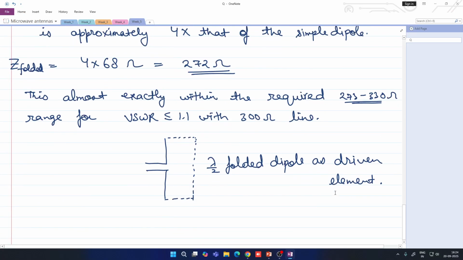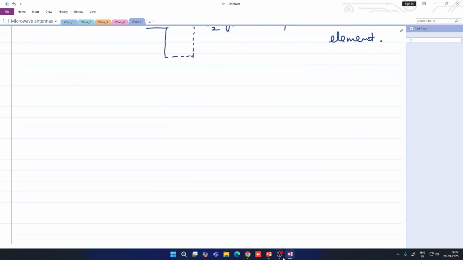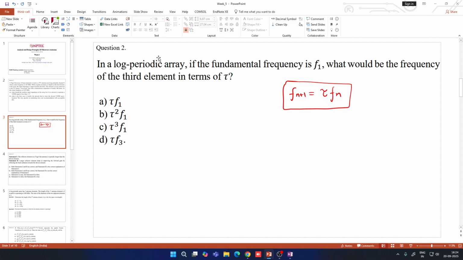I hope the question is clear. So in this problem we have to find the frequency of the third element in terms of tau. The fundamental frequency f1 is the frequency of the first element. What would be the frequency of the third element in terms of tau?